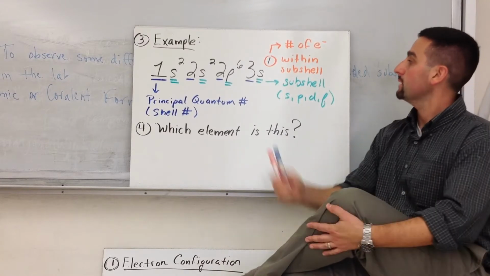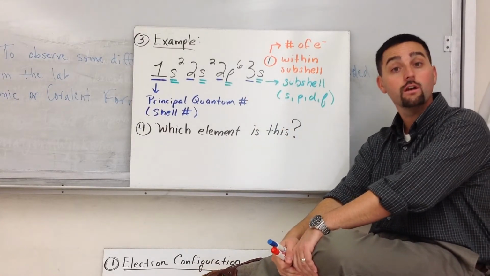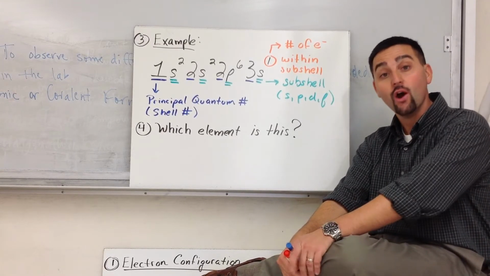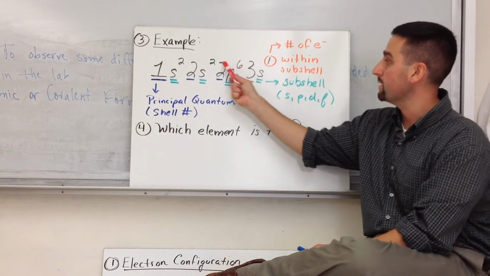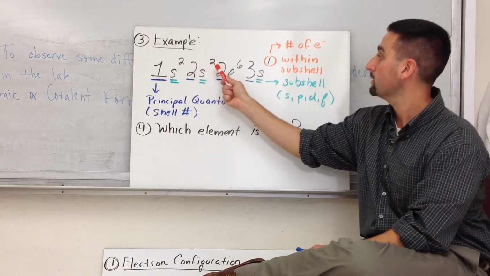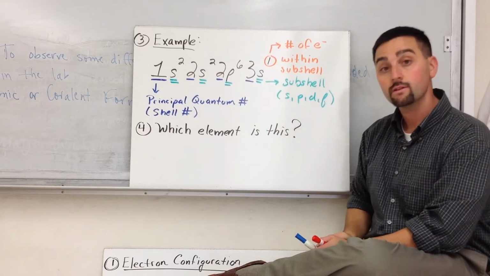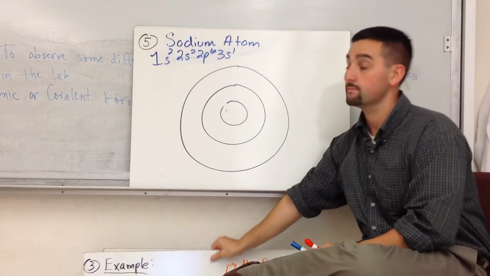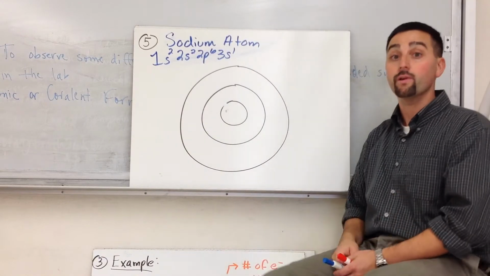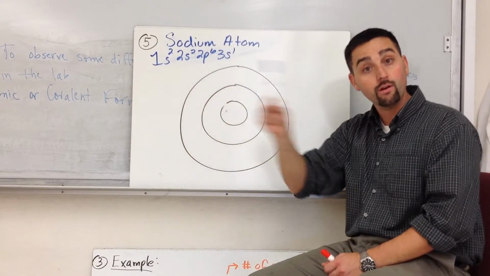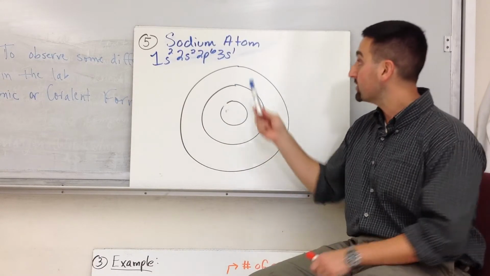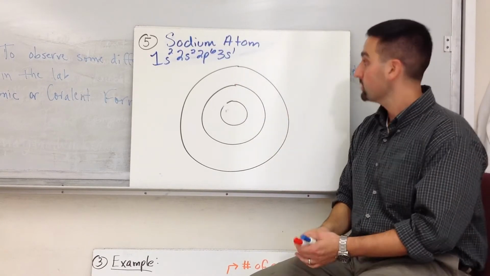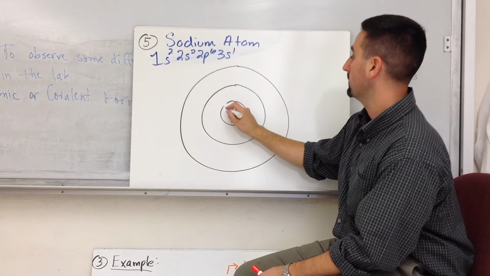Looking at this, the configuration ends in 3s1. Which element is this? How am I going to know? If I count the exponents here, 2, 4, and 6 is 10, plus 1, what's the 11th element? It's going to be sodium, right? And if you look on your periodic table, sodium is in the third horizontal row, and its group, including hydrogen and so on, all end in s1. So this is the sodium atom, right?